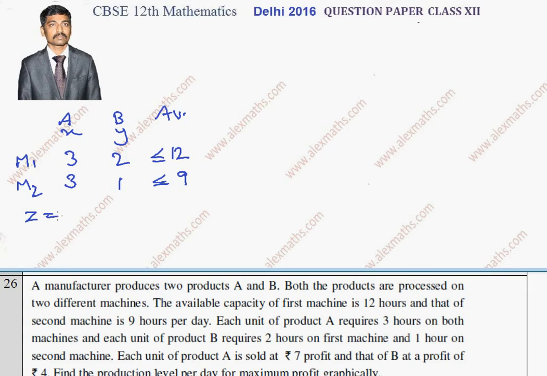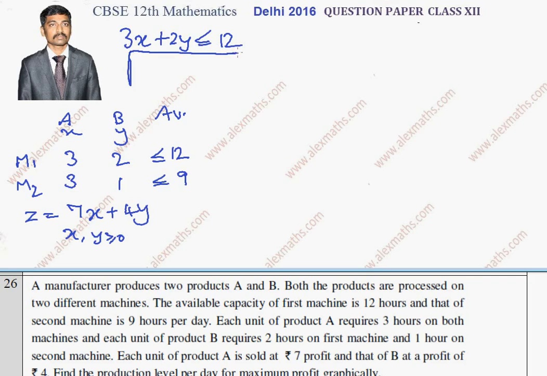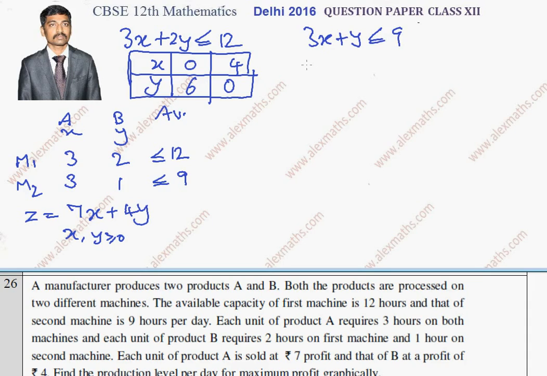Each unit of the product A is sold at rupees 7 profit and B for rupees 4 profit. So Z is equal to 7x plus 4y. Find the production level per day for maximum profit graphically. And here X and Y are obviously greater than or equal to 0. Now our equations are 3x plus 2y less than or equal to 12. So we'll make one LPP box here where we will take X and Y. If X is 0, Y is 6, then if Y is 0, X is 4. Then the second equation is 3x plus y less than or equal to 9.